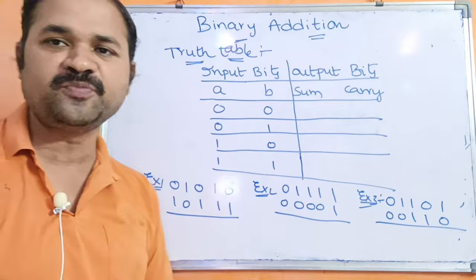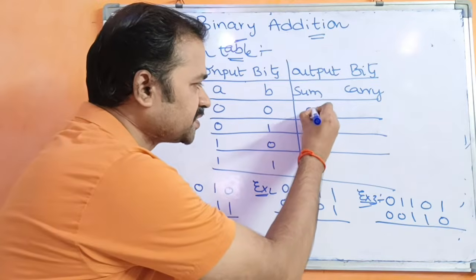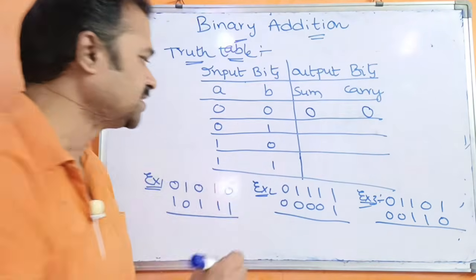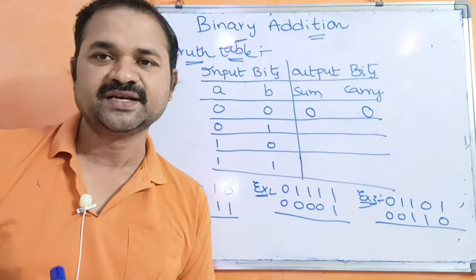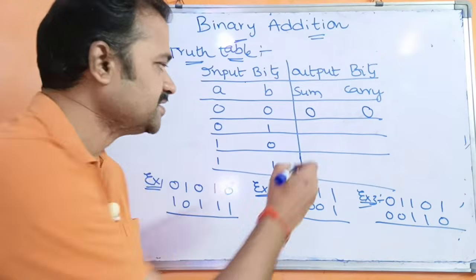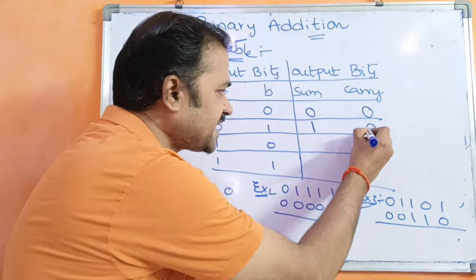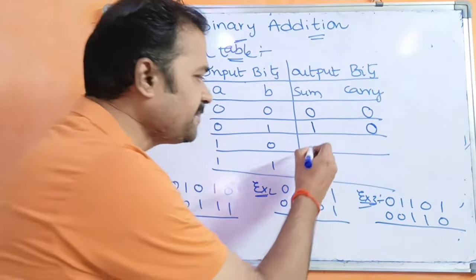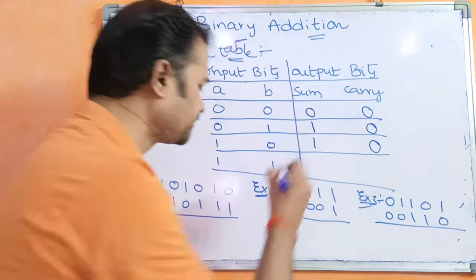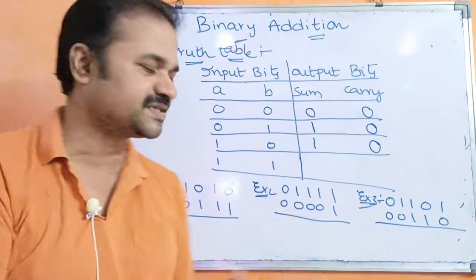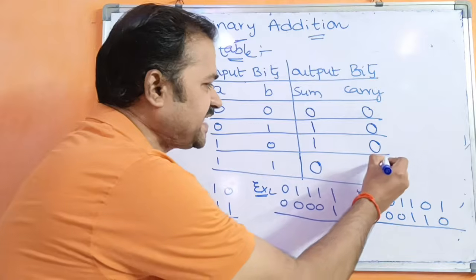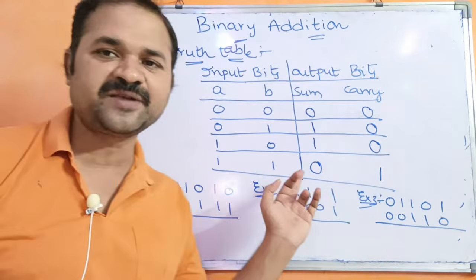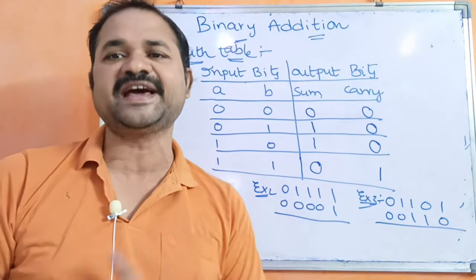So 0 plus 0 means sum is 0, carry is also 0. 0 plus 1 means 1, so sum is 1, whereas carry is 0. 1 plus 0 means 1, so sum is 1, carry is 0. 1 plus 1 means 0 with a carry 1.